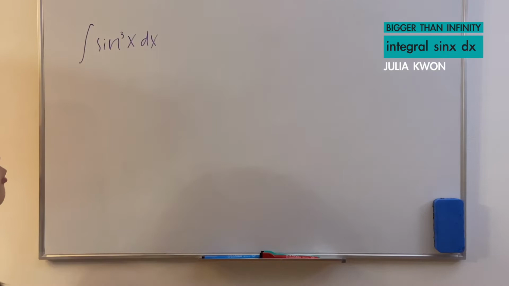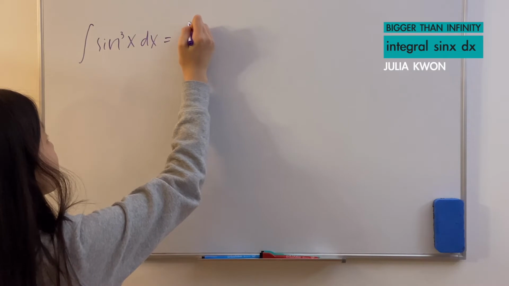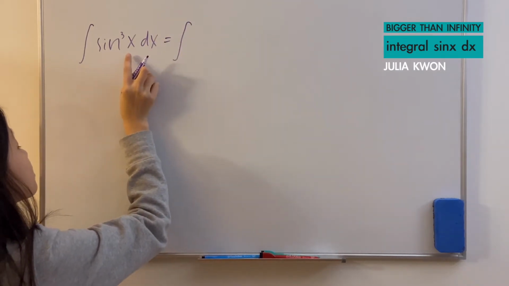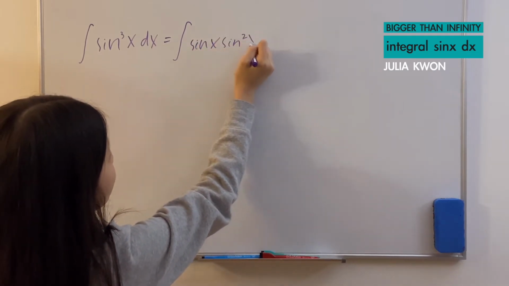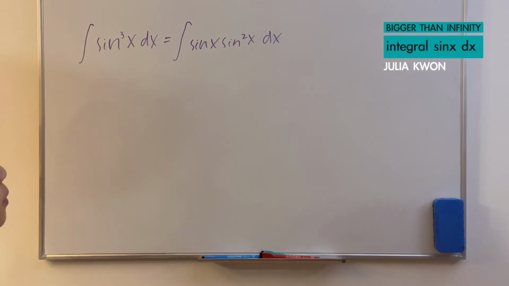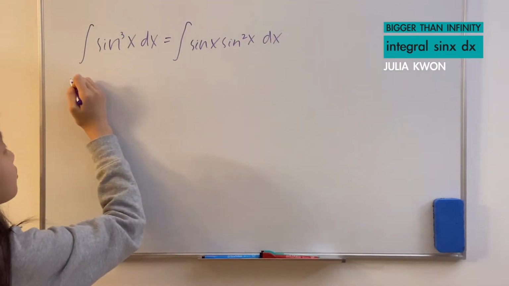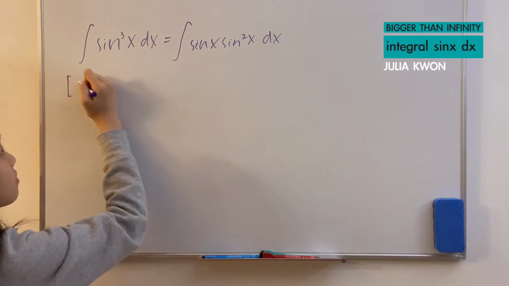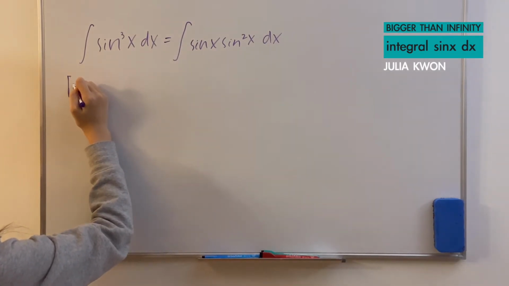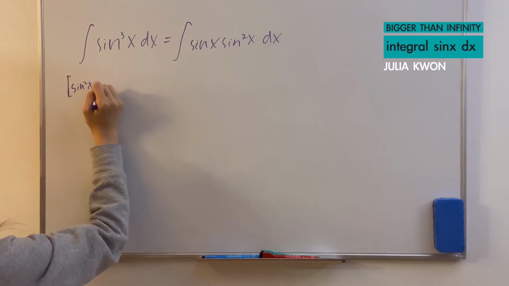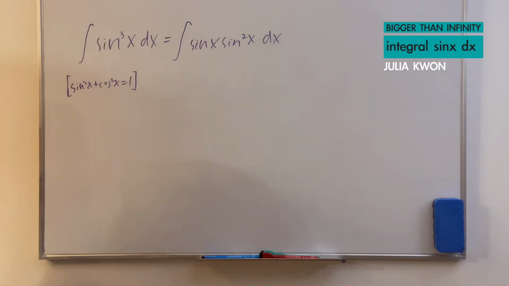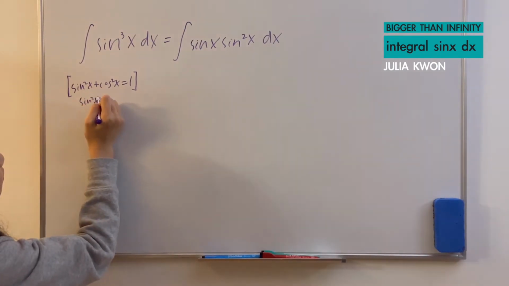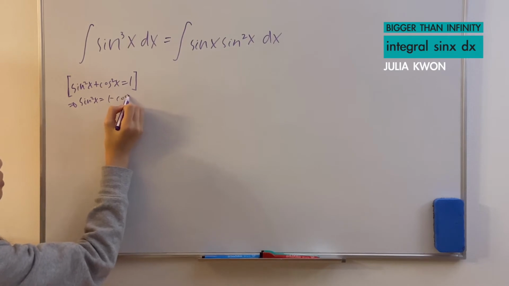Now I'm going to solve for the integral of sine cubed x dx. The first thing we're going to want to do is change the sine cubed x into sine x times sine squared x. And we're going to replace sine squared x using the Pythagorean identities. Sine squared x plus cosine squared x is equal to 1. And if we solve for sine squared x, we have 1 minus cosine squared x.